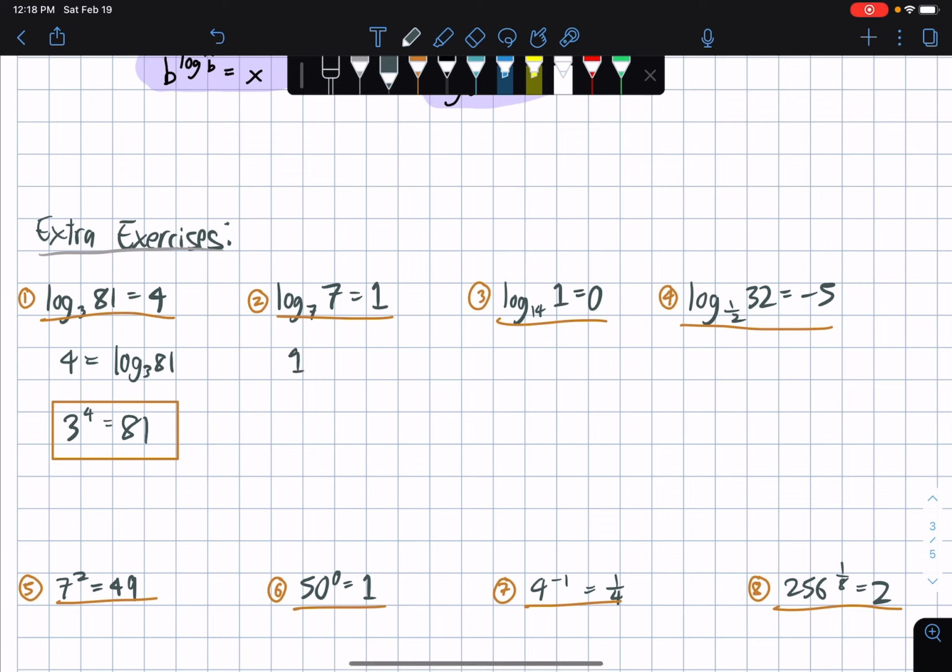Again, converting logarithmic to exponential. 1 is equivalent to log base 7 of 7, and place 7 at the left side, raised to 1 is equal to 7. 7 raised to 1 is 7.